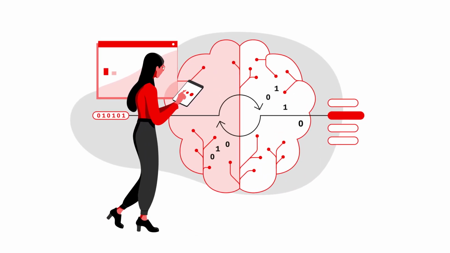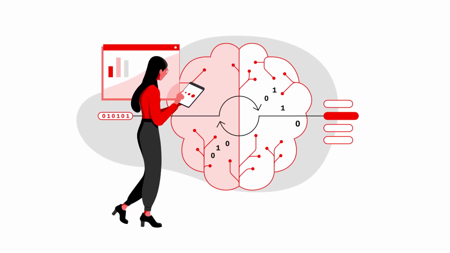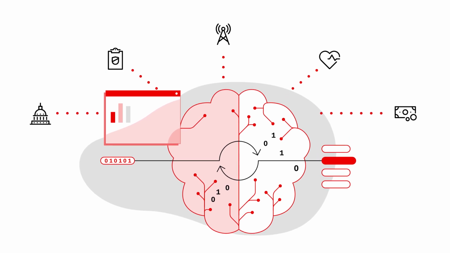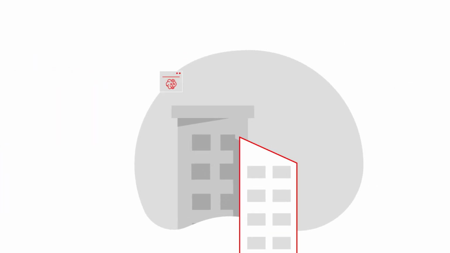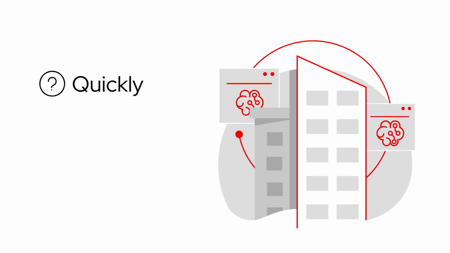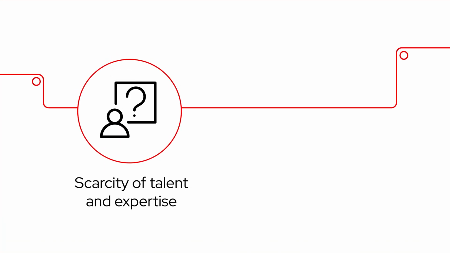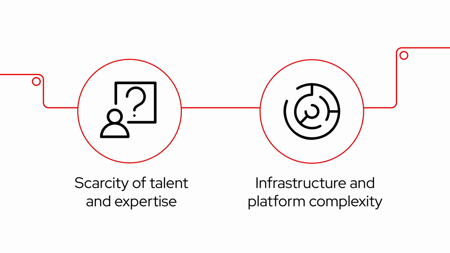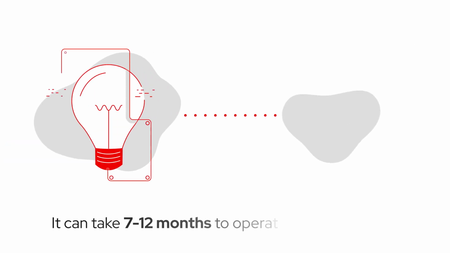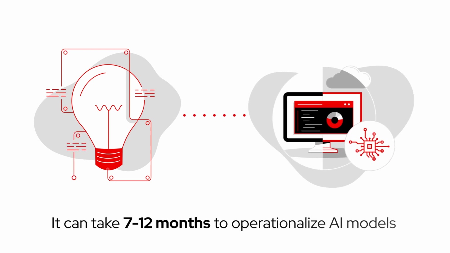Artificial intelligence is revolutionizing the way we work and live, and new AI-enabled applications are transforming the business landscape. Yet many organizations looking to infuse their systems and applications with AI are struggling to get their projects into production quickly and cost-effectively. From scarcity of talent and expertise to increased infrastructure and platform complexities, it can often take 7 to 12 months to operationalize AI models.